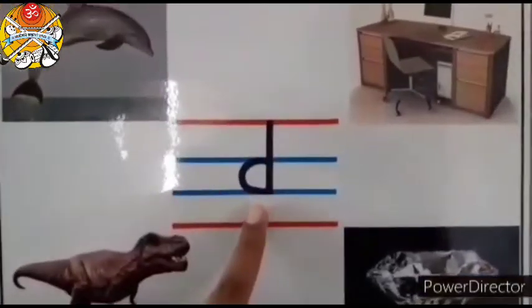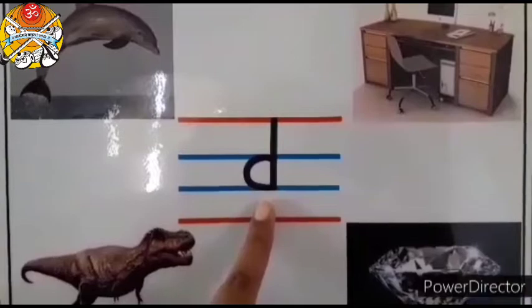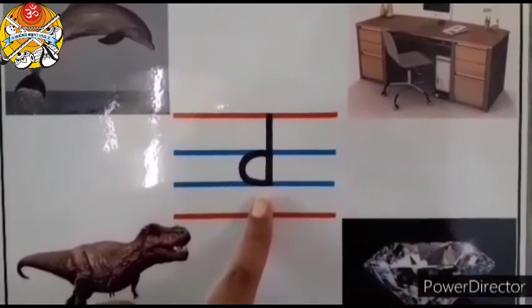Children, today we are going to learn script letter D. Which letter, children? Script letter D. We have already learned the capital letter D, the big one. Okay. Look here, children. This is script letter D. And the sound of D is D.